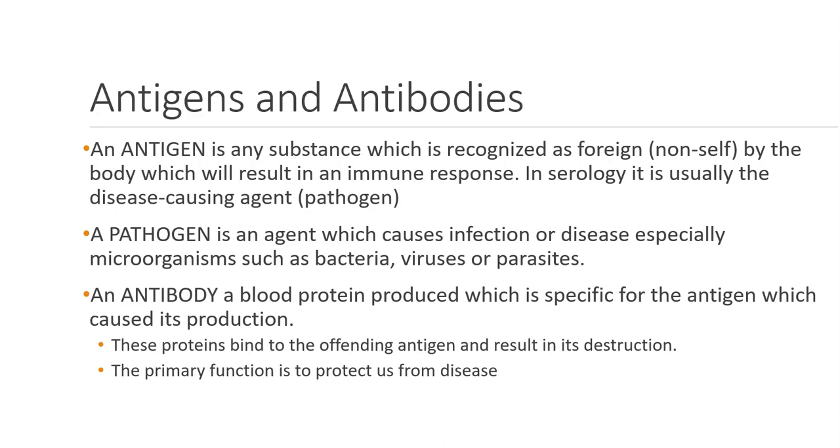An antibody is a blood protein which is produced, which is specific for the antigen which caused its production. These are proteins that bind to the offending antigen, and once they bind, it's recognized as foreign by the body, and it results in its destruction. The primary function of antibodies is to protect us from disease.